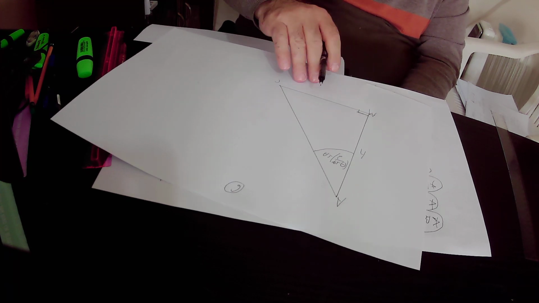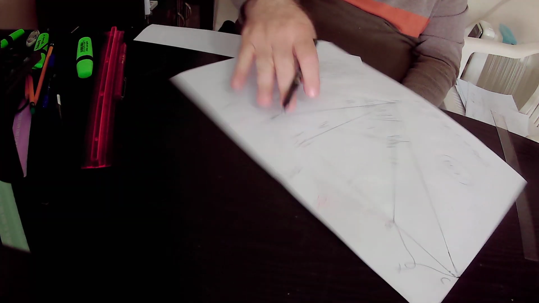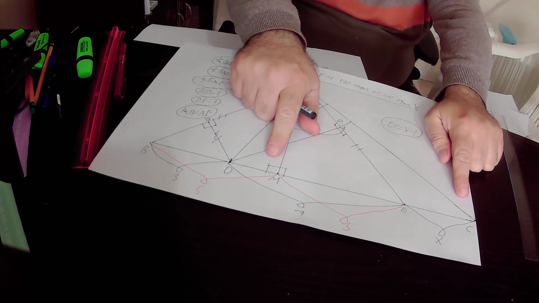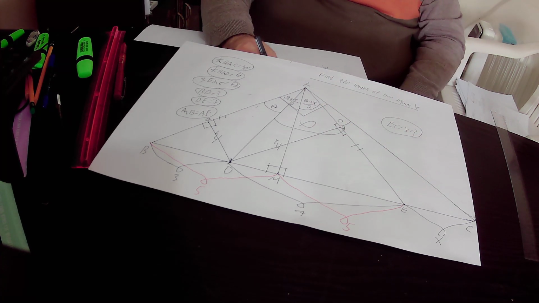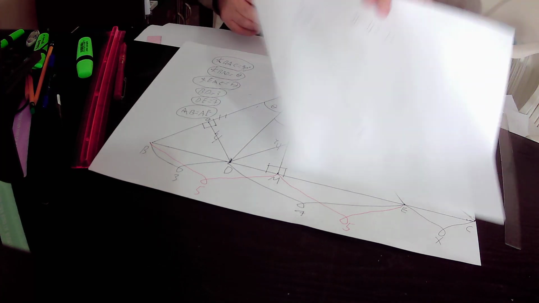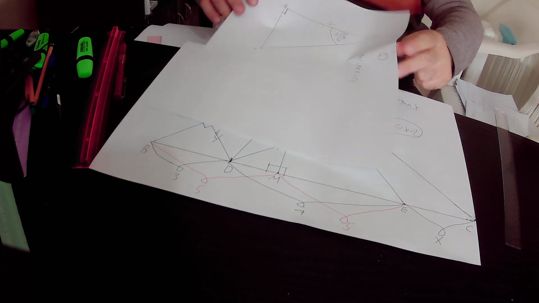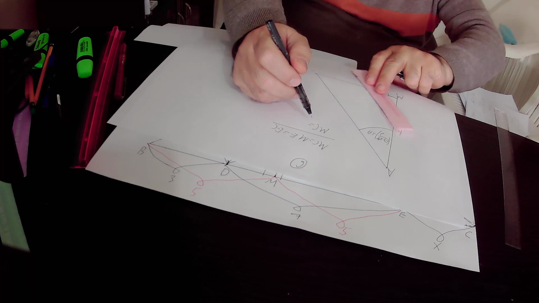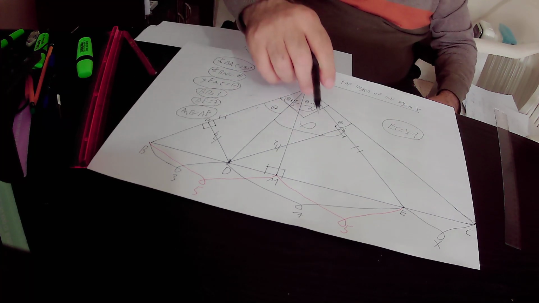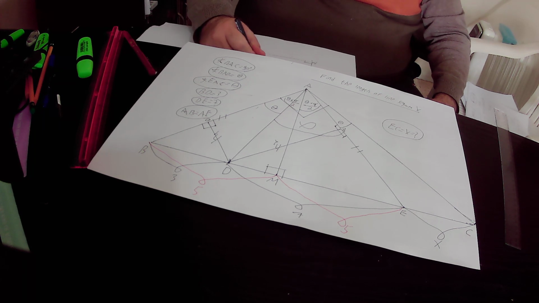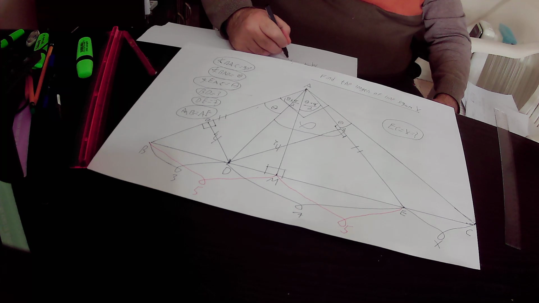AM equals H. What is the value of side MC? The value of side MC equals ME plus EC. So actually, MC is equal to ME, that is 5 units, plus EC, that is X. So in conclusion, we found out that MC equals 5 plus X.